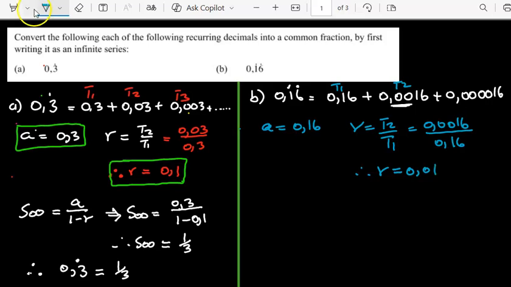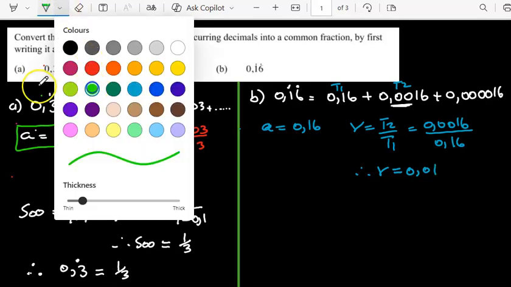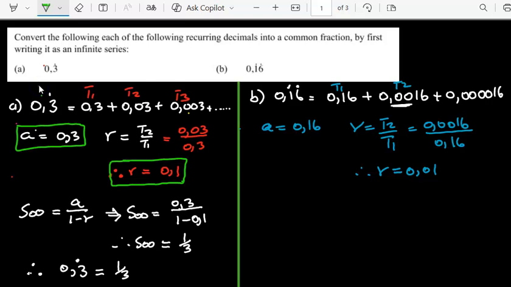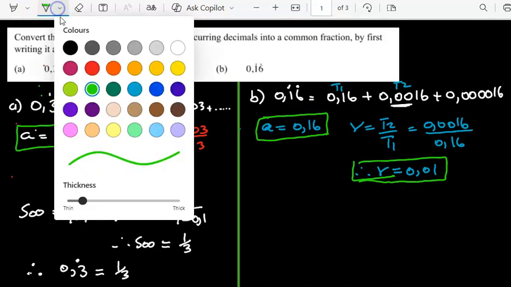Right. So now we have the value of r. We have the value of r and a. We can just do our substitution. We have the value of a as 0.16, and we have the value of r as 0.01. We can just do the substitution and solve this problem.